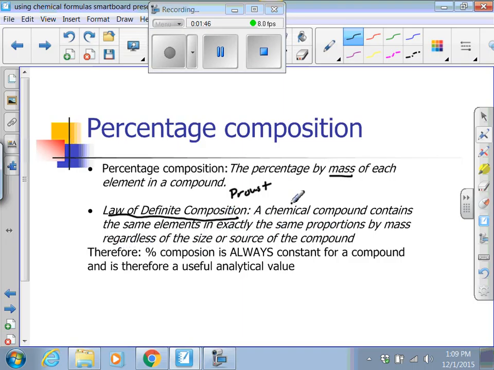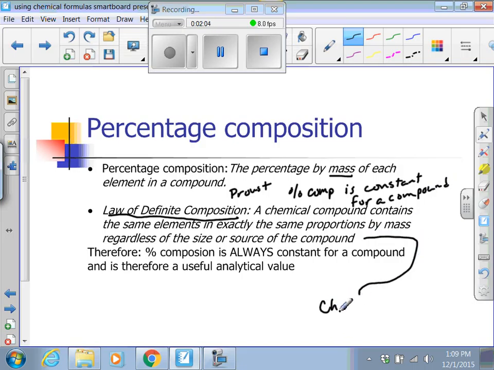So what this means is percent composition is constant for a compound. It also means, besides that, the chemical formula is always constant.